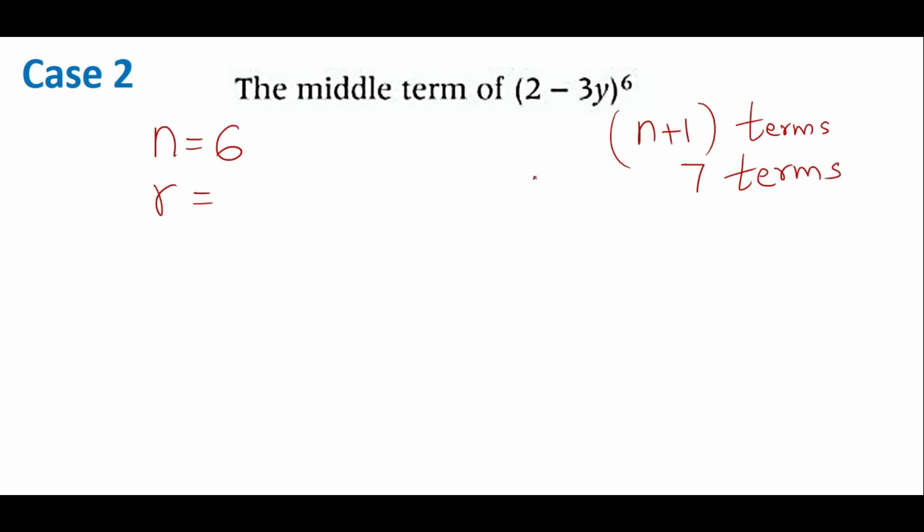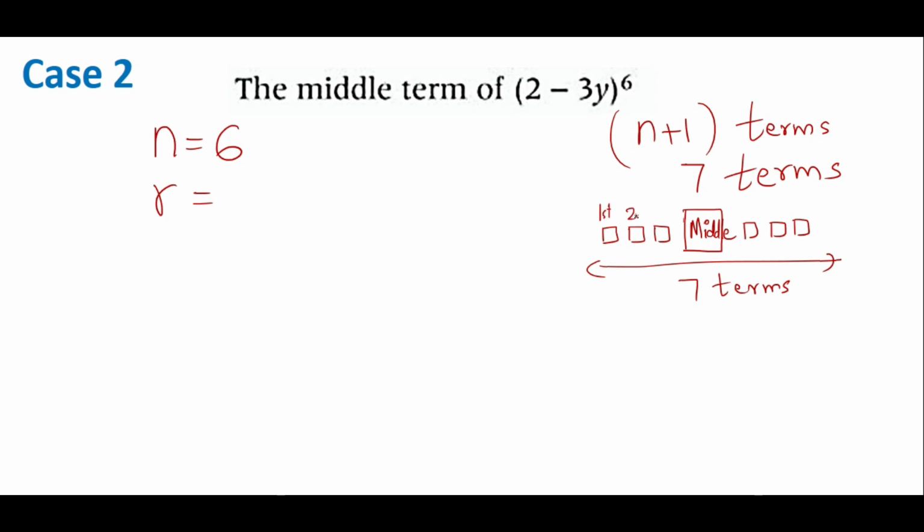Now talking about the middle term, for sure you will have the first 3 terms, and then you have the middle term, and then you have the remaining 3. So these are the 7 terms which we have. And you can see this is going to be the middle term. This is the first term, the second, the third, and the fourth term is going to be the middle term.